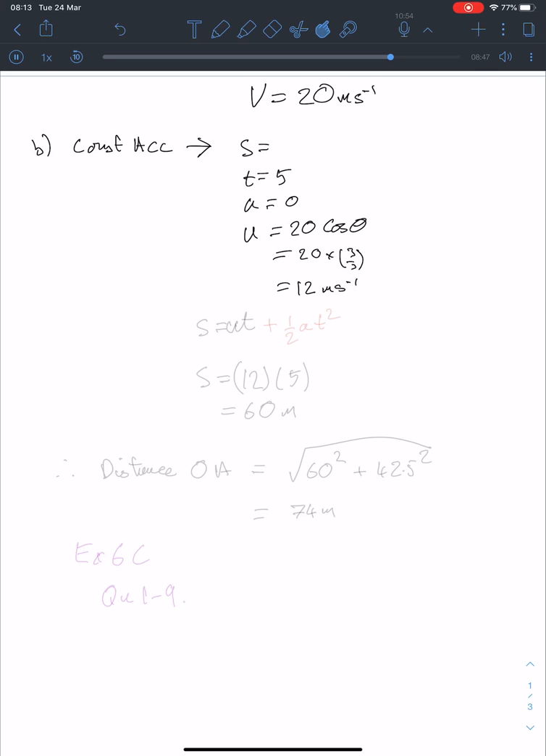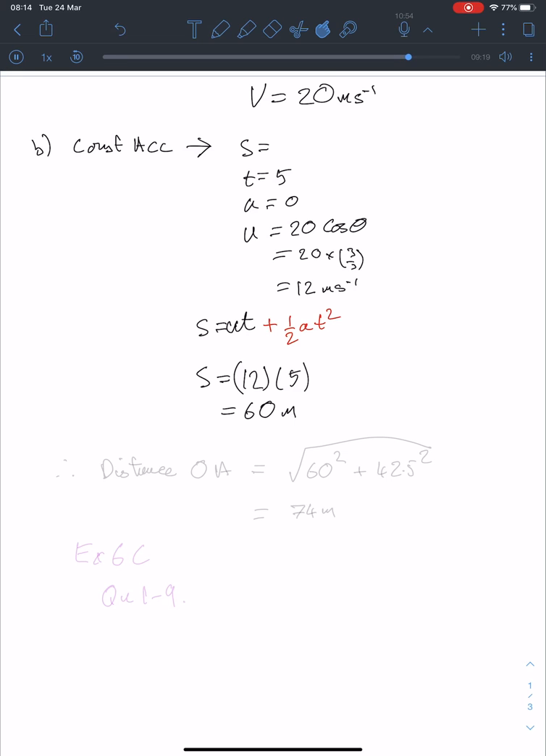Okay, usual approach then, state, sub and solve. So s equals ut. There's no acceleration, so we don't really need the plus a half at squared. So s is what we're trying to find. u is 12, t is 5. So we get 60 meters.